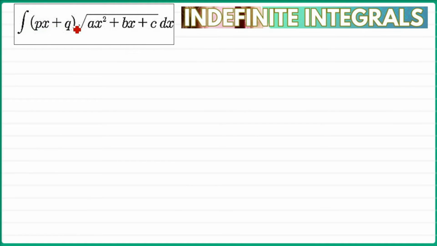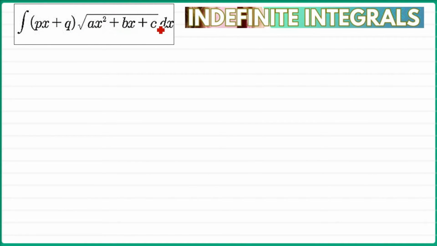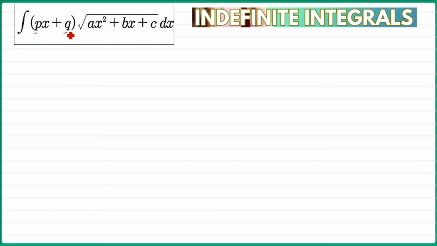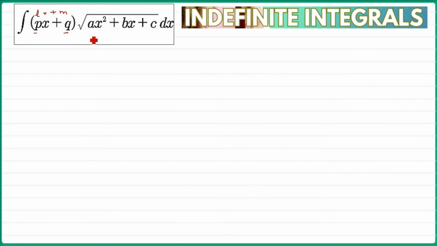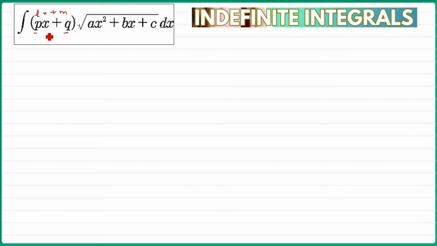So we have the integration of px plus q over the square root of ax square plus bx plus c. Now these letters p and q can be changed. You can take them as L or M or any symbol or letter. Now how to solve this?